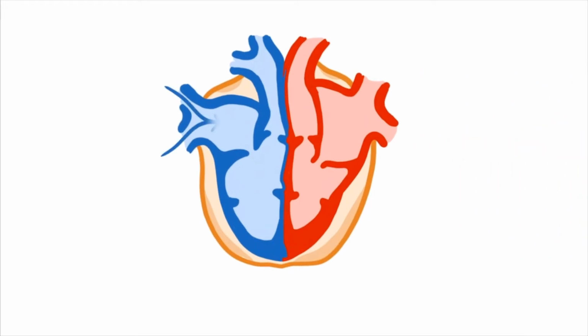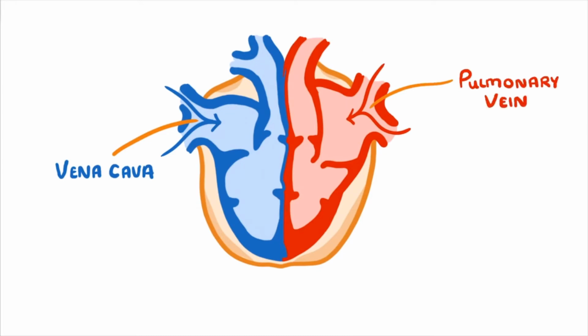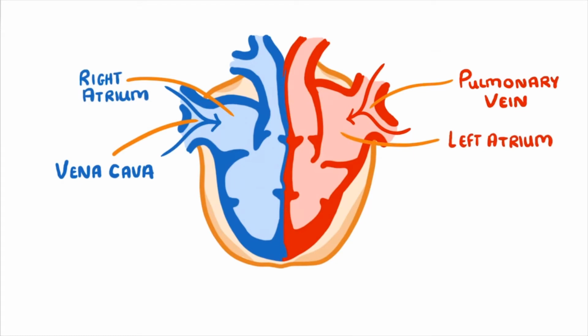First, blood flows into the heart via the vena cava and the pulmonary vein. From these, it flows into the right atrium and left atrium, respectively. Blood from the pulmonary vein has just come from the lungs and so is oxygenated, whilst the blood in the vena cava is returning from the loop around the body and so is deoxygenated.